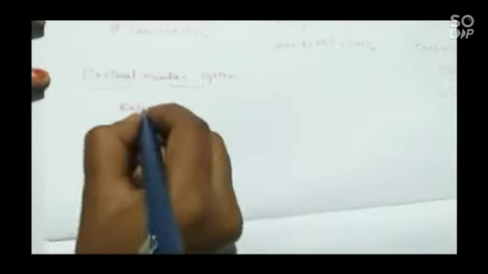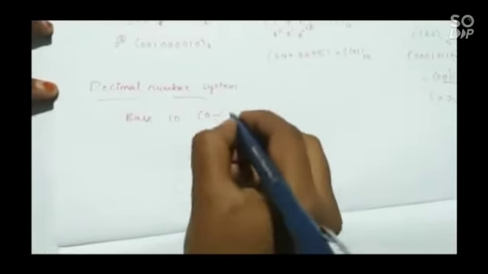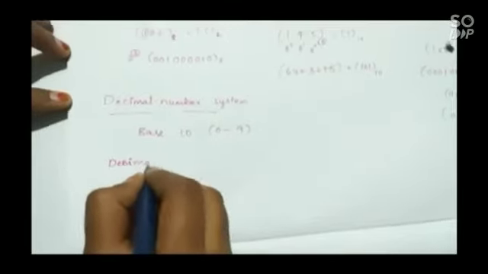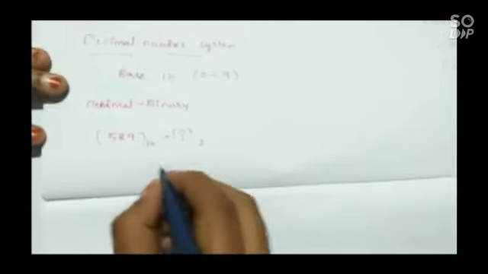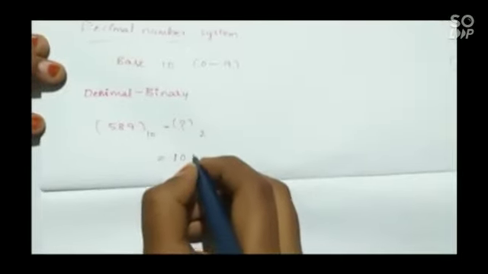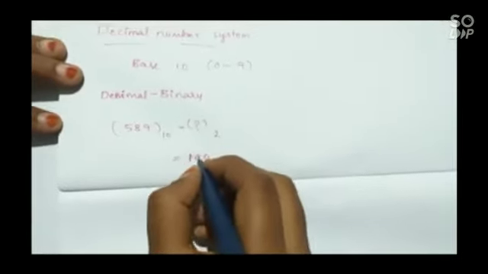In the decimal number system, we have base 10 values from 0 to 9. While converting decimal to binary, let us take one example, base 10 to binary. Binary means we will represent in zeros and ones only. Okay, 1 0 0. We will divide 589 with base 2.